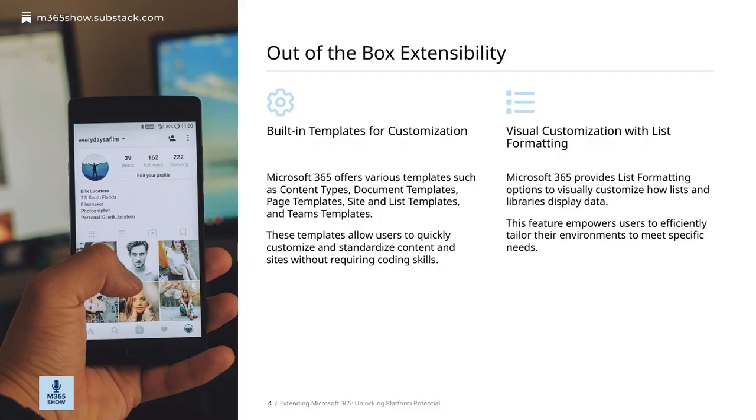Let's take a look at out-of-the-box extensibility within Microsoft 365. One of the powerful features here is list formatting. This allows us to visually customize how lists and libraries display data, making information easier to understand at a glance. It really empowers users to tailor their environments efficiently to meet specific needs without needing complex coding.